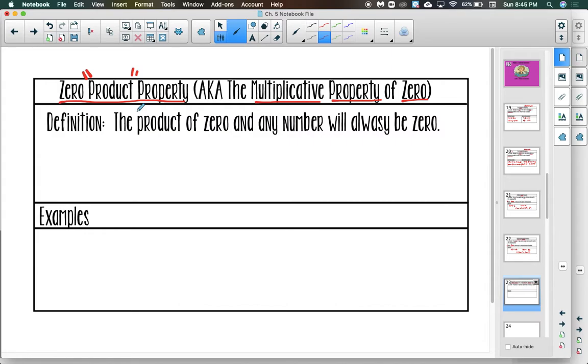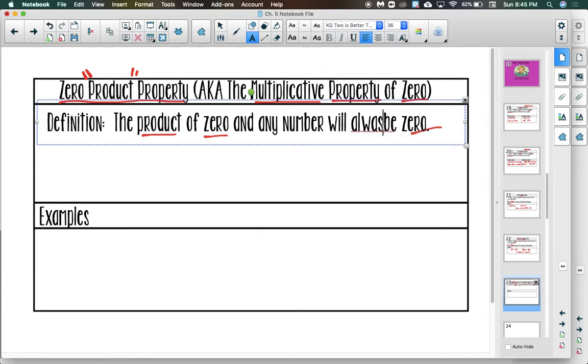So our definition is the product of 0 and any number will always be 0. And I just caught a typo here. Let's fix that really fast. So the product, there we go, that looks better. The product of any number and 0 is always going to be 0. And you learned that back in elementary school as well, but now we're giving that product a name.